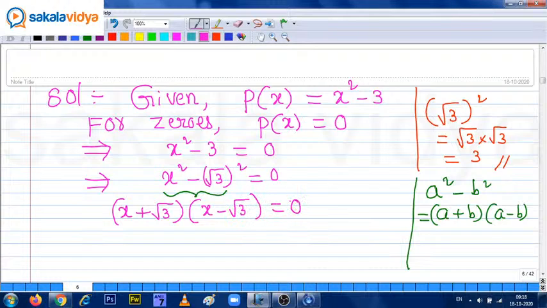So my dear students, you can generate questions like this also. Instead of x square minus 3, take x square minus 5, x square minus 7, x square minus 15, and like that you solve the questions. You generate the questions and solve them. Then you will get more practice. It will be useful for your formative assessment examination also.